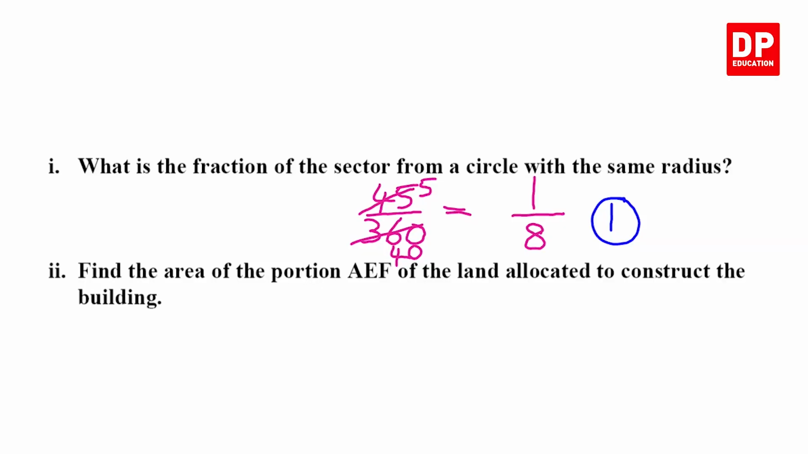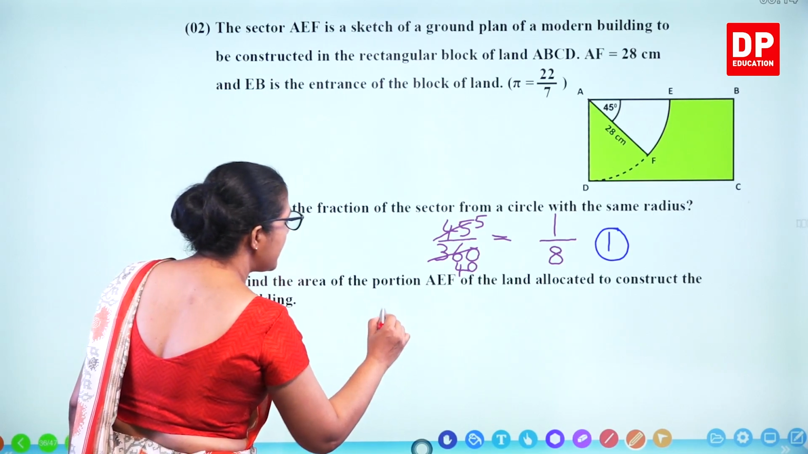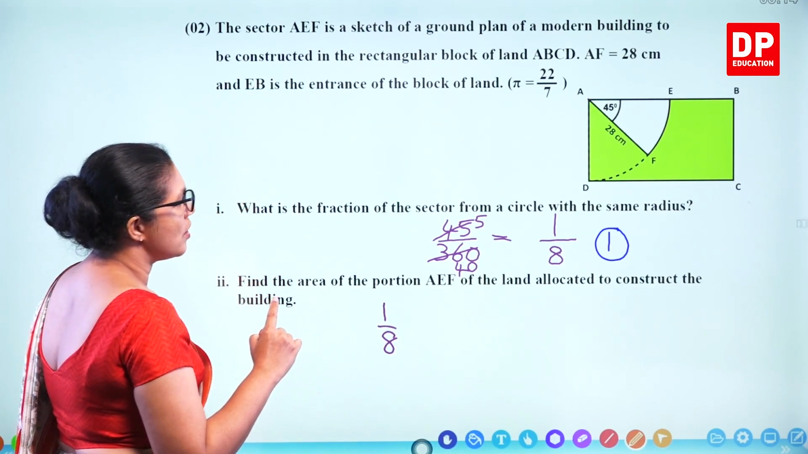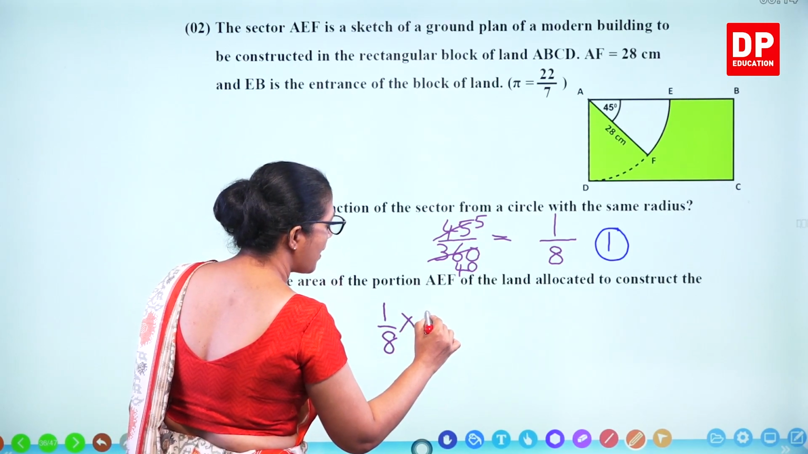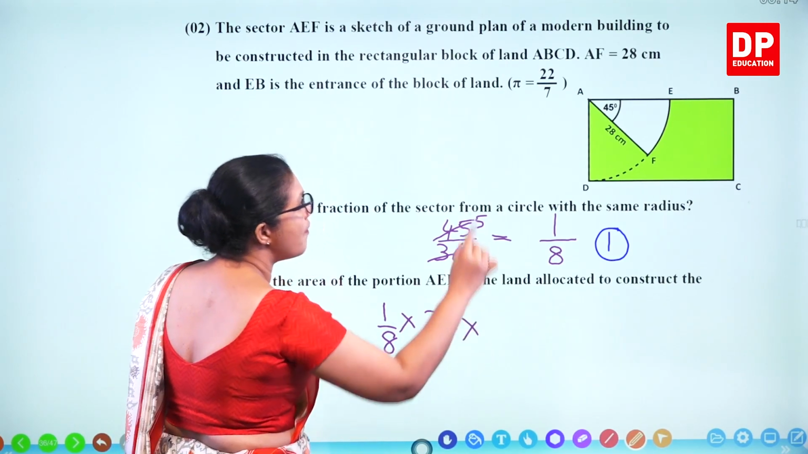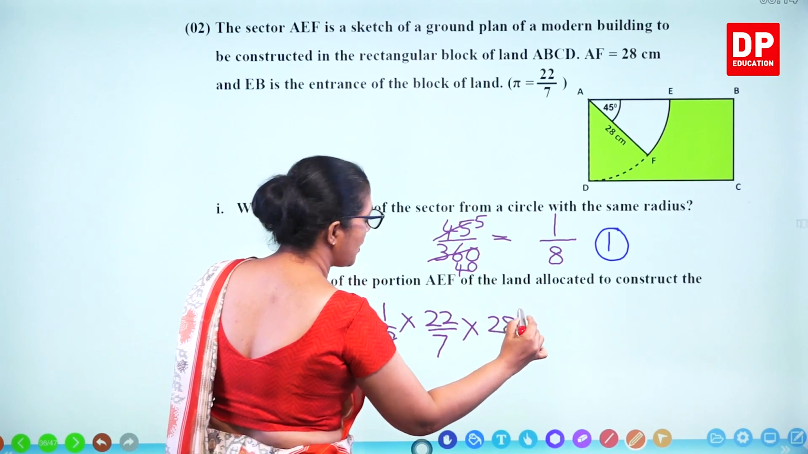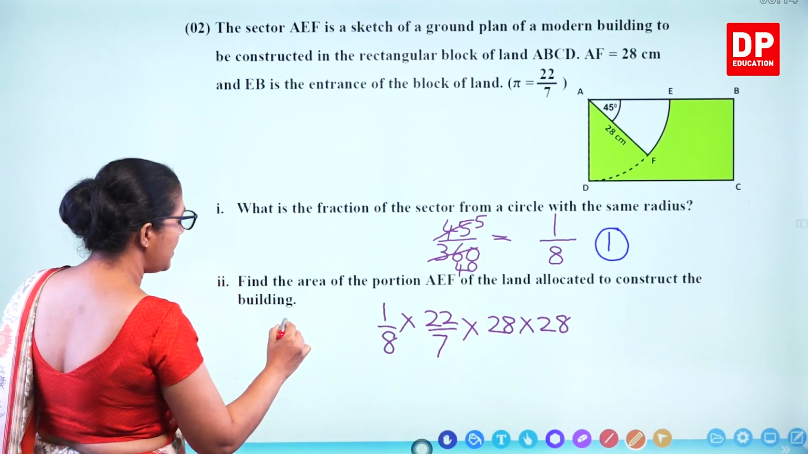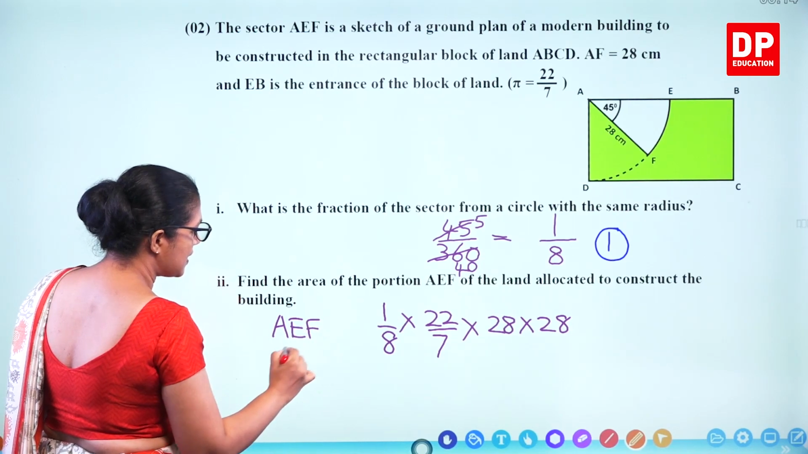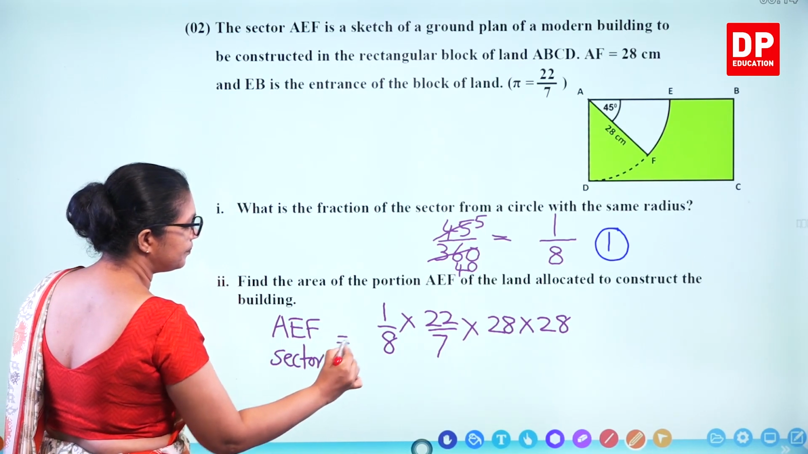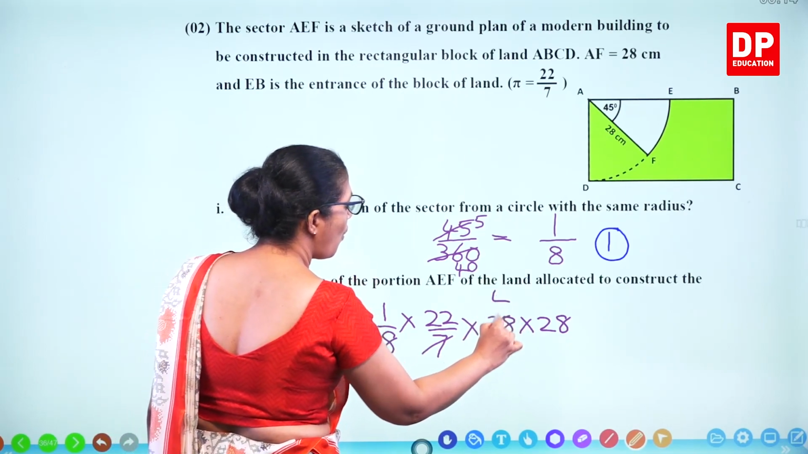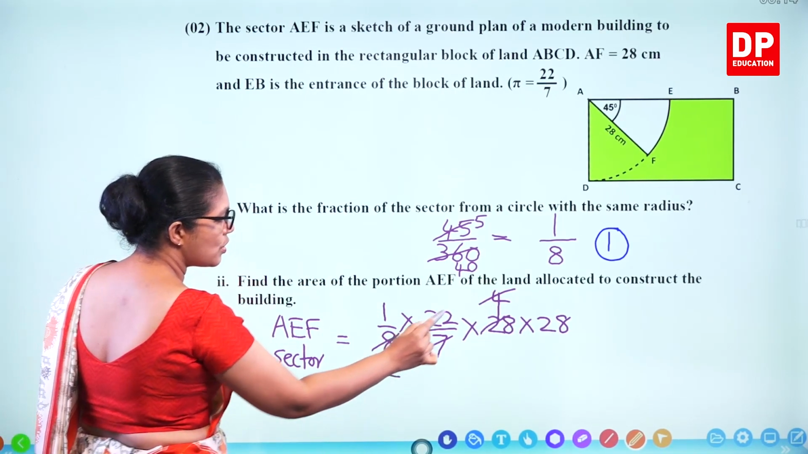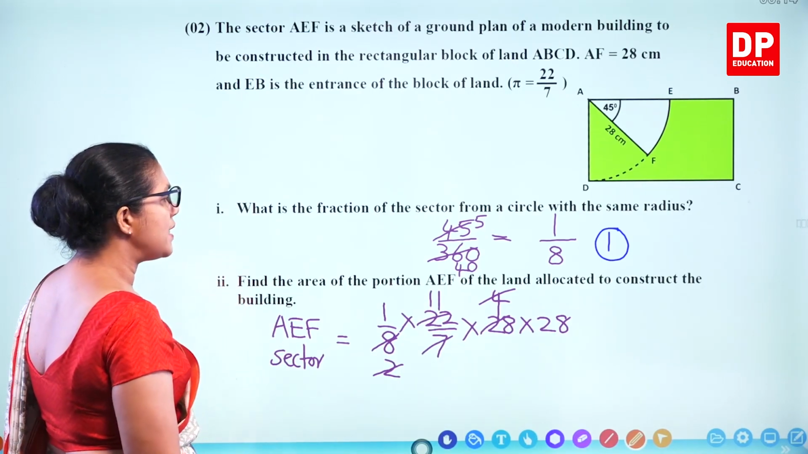Find the area of the portion AEF of the land allocated to construct the building. Area of a sector. So 1/8 is the fraction, pi r squared. Pi is 22/7. Radius is 28. Pi r squared. That's the area of the AEF sector. 7 times 4. 4 times 2. 2 times 11. 11 times 28.